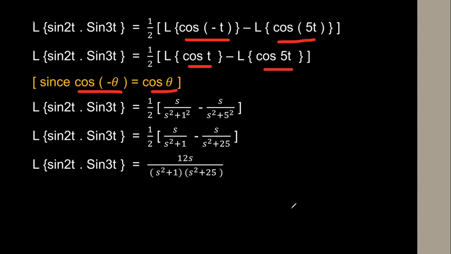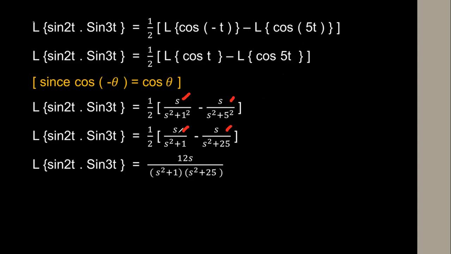Now we have to apply the Laplace transform of cos at for these functions by applying the formula. What is the Laplace transform of cos t? s by s square plus 1 square, since the a value is 1 here. Here the a value is 5, so that's why it is s by s square plus 5 square. So this one is simplified as this, and this one as this, and to this entire function you have a 1 by 2.